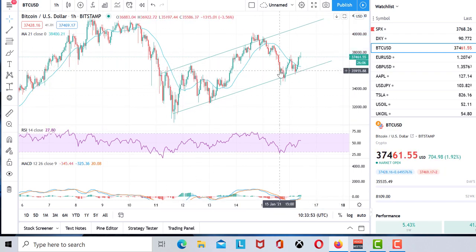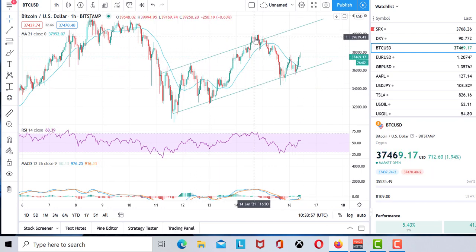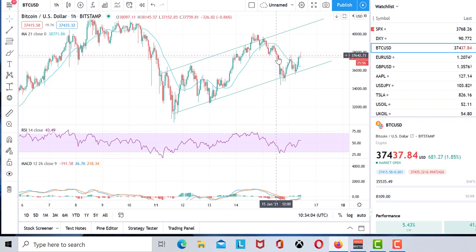What we see is that in the hourly, Bitcoin is trading inside this channel. It broke above this channel here, but it was a fake breakout. As you can see, it retested it and then it went down. This happens many times: either it's a fake breakout at the top, or it's a fake breakout at the bottom.